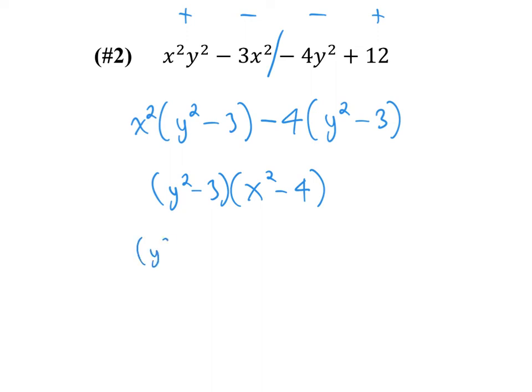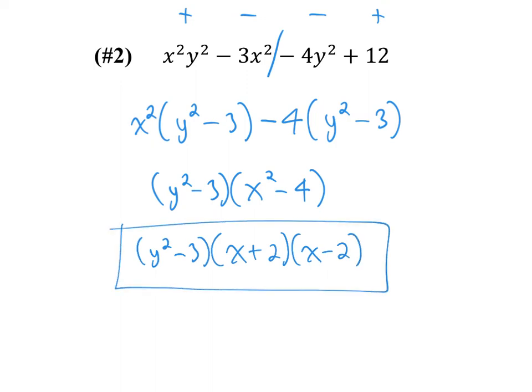So we're going to have y squared minus 3, and then we're going to have x plus 2 times x minus 2. That's going to factor x squared minus 4. And this is factored form now.